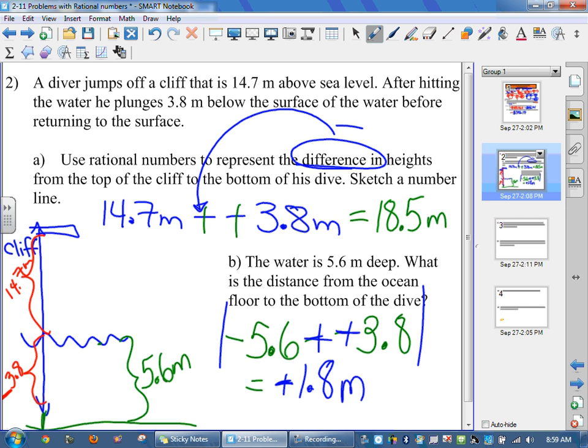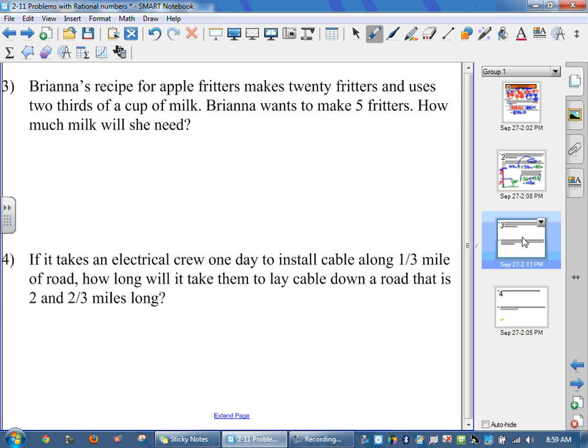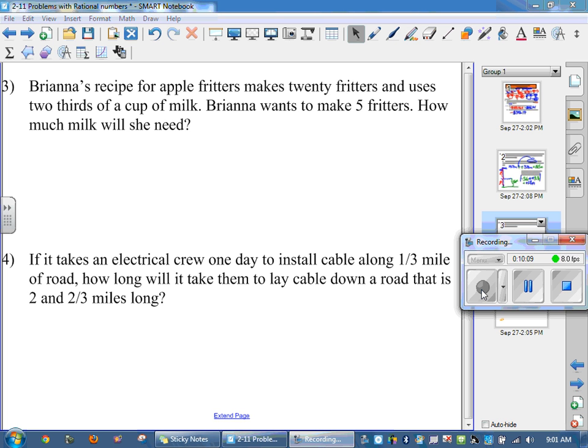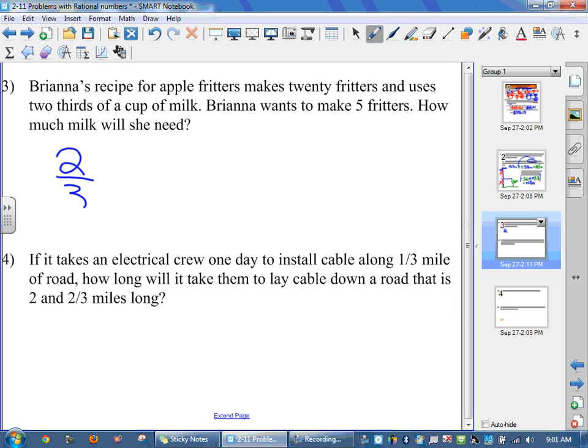All right, let's take a look at the next question. Now this is one that you might see in home ec class. We often see this one in home ec class. Okay, so we've got a recipe for apple fritters. 20 fritters is what you make if you've got 2/3 of a cup of milk. Now that's going to make us 20. We only want to make 5 fritters.